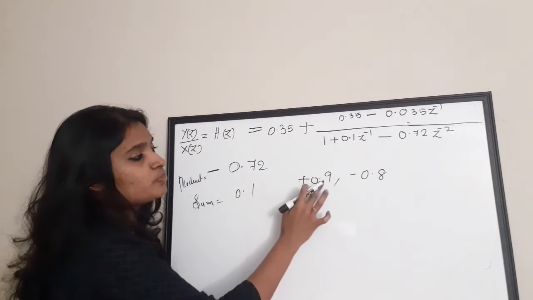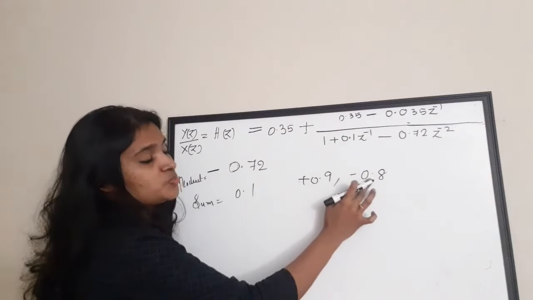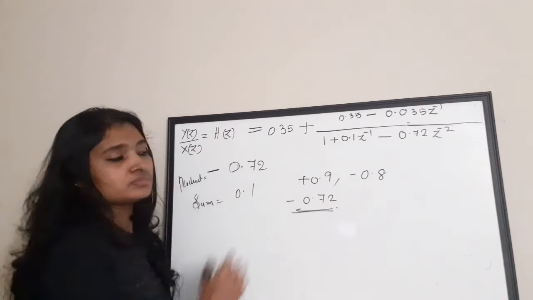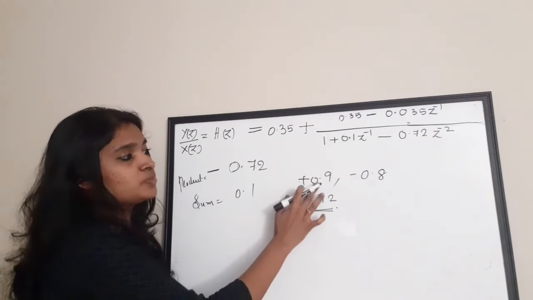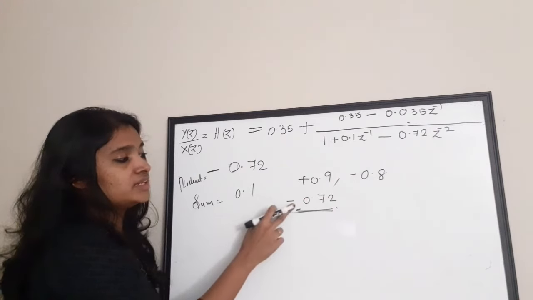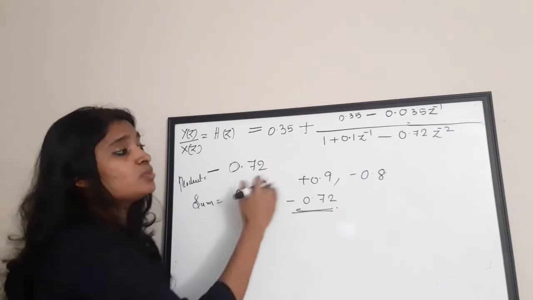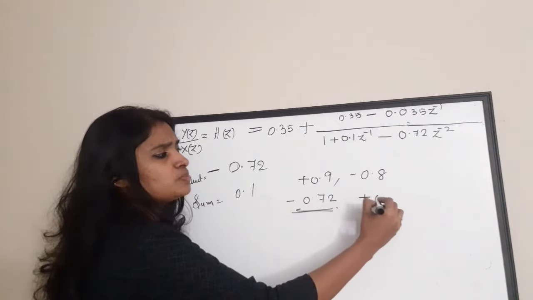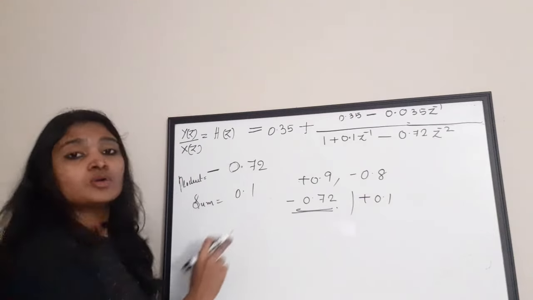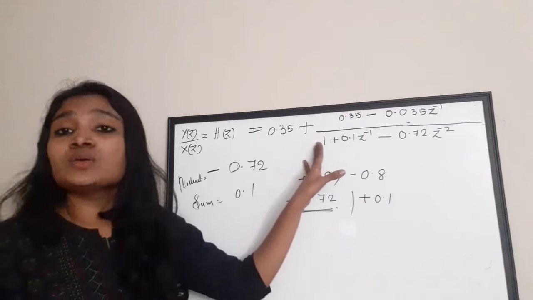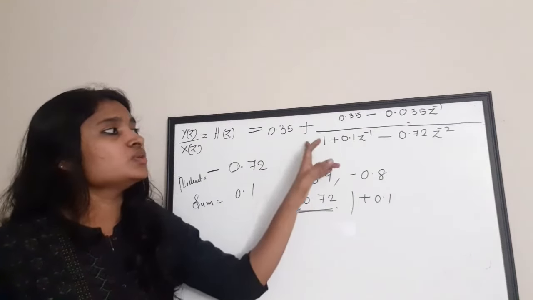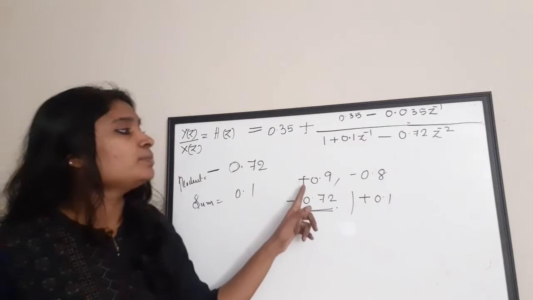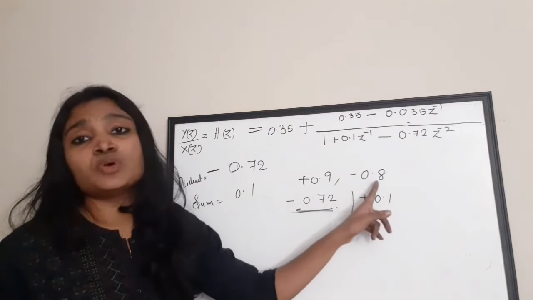So if you take the product of 0.9 and minus 0.8, it will be minus 0.72, right? So the product of plus 0.9 and minus 0.8 is minus 0.72. And if you take the sum of these two numbers, that is plus 0.9 minus 0.8, it is plus 0.1, right? So these two numbers are obtained. So what we are doing here is we are going to factorize the denominator. If you factorize this polynomial, we will get the numbers plus 0.9 and minus 0.8.